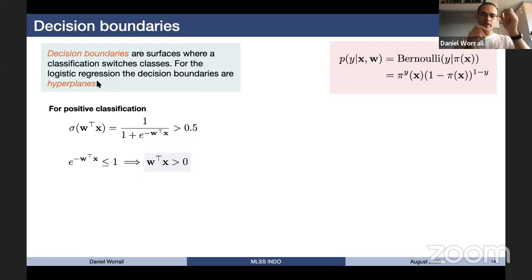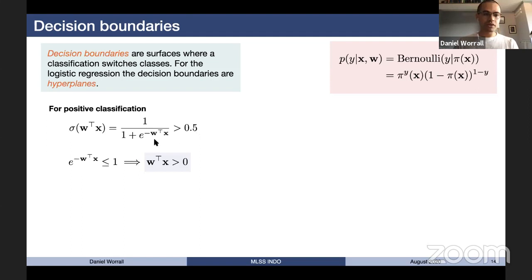So it's the point where it switches from, oh, I'm 0.49 probability cat to 0.51 probability cat. It's around that sort of region. And if you work that out, this was our probability here, sigma of this W transpose X thing. If we write that out, for a positive classification we always want this to be larger than 0.5 in the binary classification case.